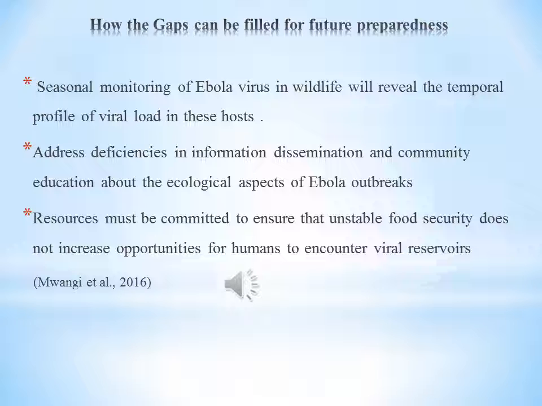Thirdly, resources must be committed to ensure that unstable food security does not increase opportunities for humans to encounter viral reservoirs. Hunger drives humans into more remote forests where alternative food sources, including primate bushmeat, are available. Although bat saliva and feces have been implicated in Ebola virus transmission to primates, predation of bats by monkeys has also been documented and could contribute to non-human primate infection.